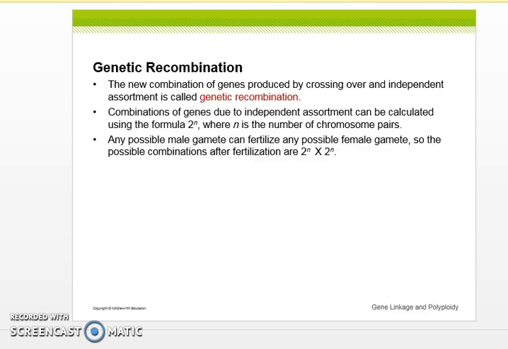So first we have to kind of discuss what genetic recombination is. The new combination of genes produced by crossing over and independent assortment is just that, genetic recombination. Combination of genes due to independent assortment can be calculated using the formula 2^n, where n is the number of chromosome pairs. Any possible male gamete, sperm, can fertilize any possible female gamete, egg, so the possible combinations after fertilization are 2^n crossed by 2^n.